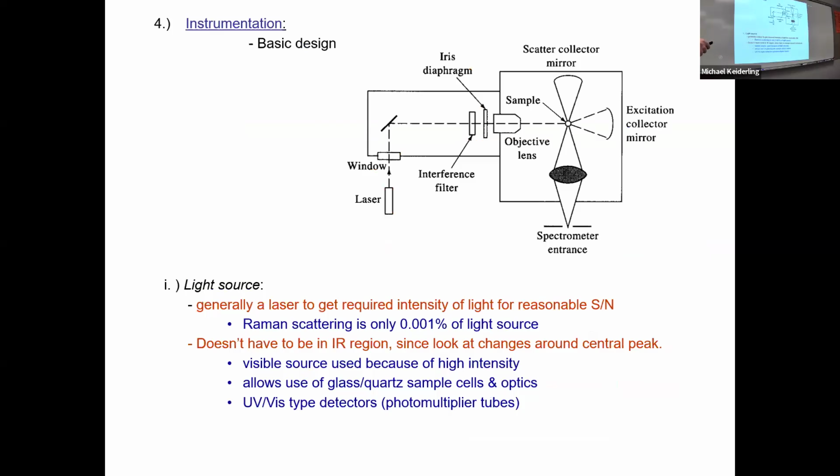And this is sort of the instrument design. You send light into the sample, it gets scattered and detected. And generally you use a laser to get the required intensity of light for reasonable signal to noise, because the Raman is so much smaller than the light source. It doesn't have to be in the IR region since you're looking at a change around a central peak. So you use visible sources because of high intensity, and you can use glass or quartz sample cells and optics and UV-visible type detectors.